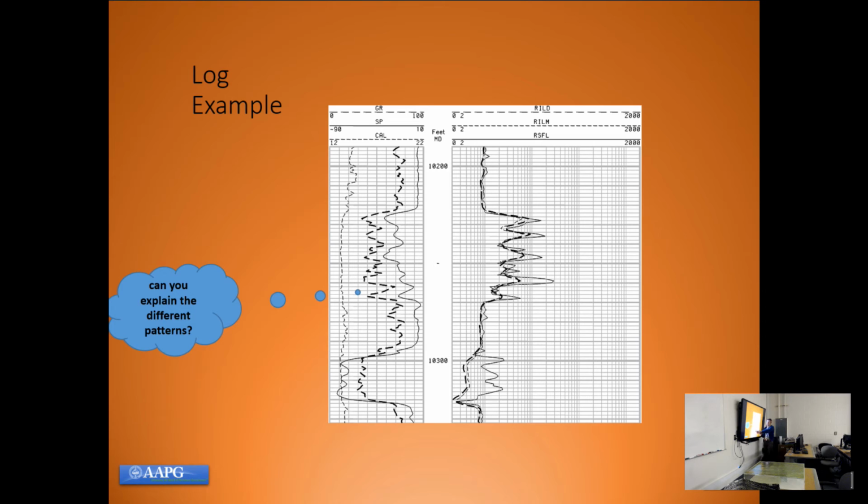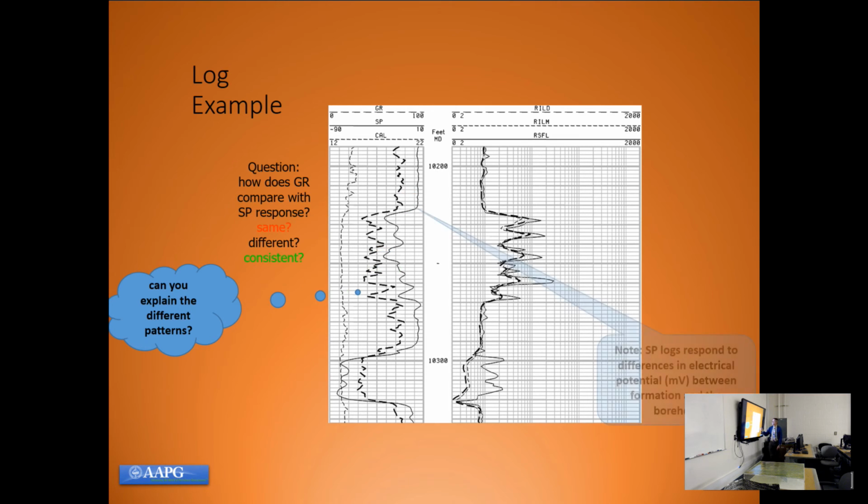If you were an expert at looking at logs, you would immediately recognize this as oil. And this is like, well, yeah, you have a nice reservoir. Look at that deflection, very nice reservoir, but that's salt water. Okay, so just get some patterns going in there.